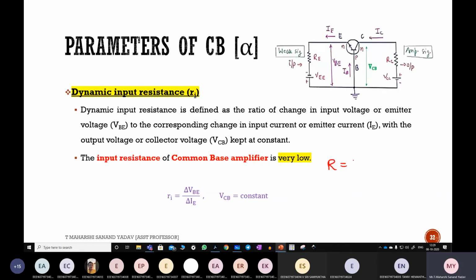What we know is R is equal to V by I. How did I get this? From Ohm's law. If V is equal to I into R, I can write R is equal to V by I. Consider only the input now. What is the input voltage in this portion? VBE. And what is the input current? IE, for different values of output voltage. Output voltage is VCB. So that's it. This is nothing but input resistance.